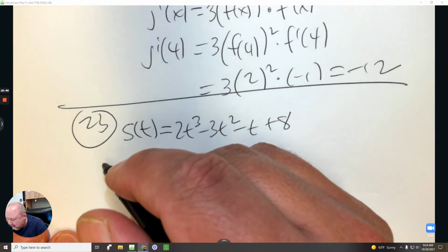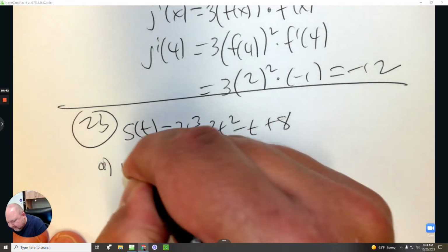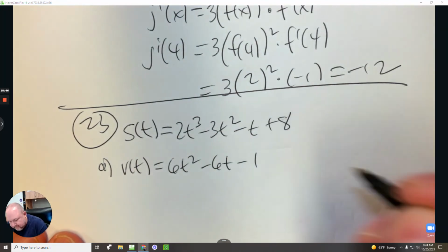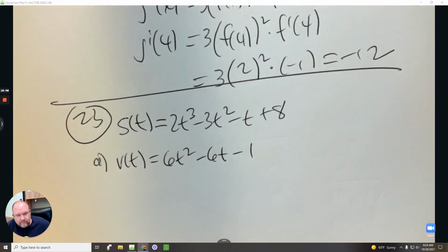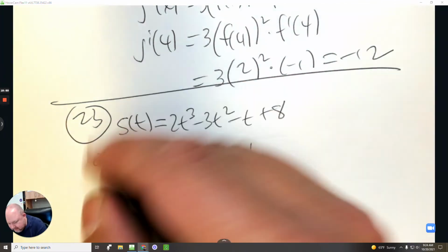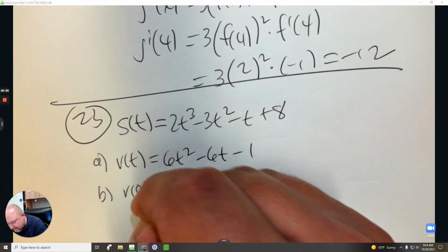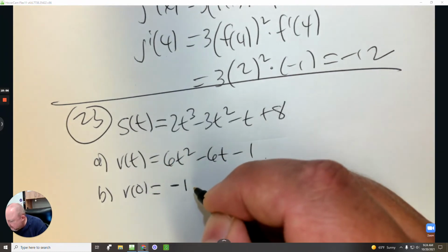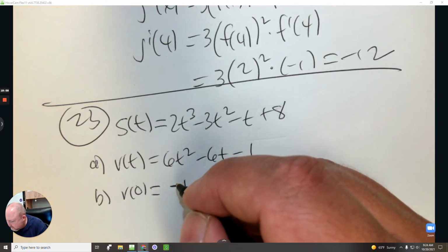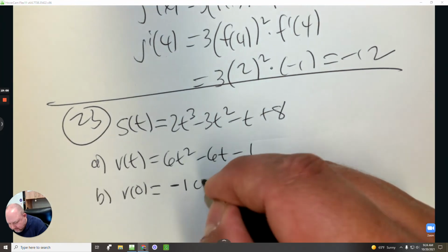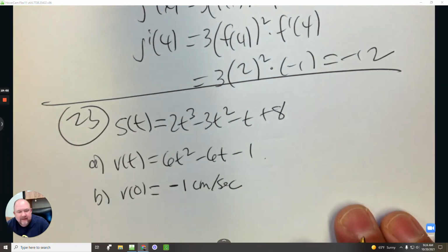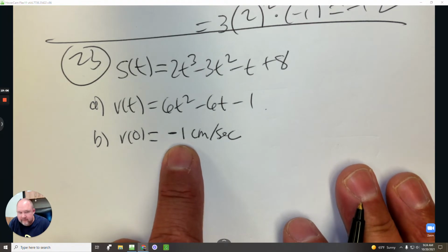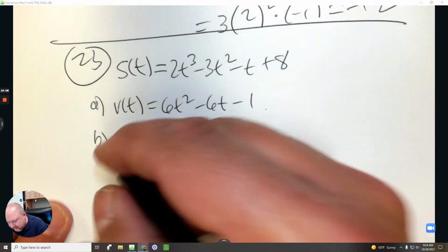So what is the object's velocity equation? I don't need a calculator for that. That's the derivative. B, what's the initial velocity? Plug in 0, and the answer is negative 1. Now, units, it's seconds and centimeters. So that's centimeters per second. Now, what that means is initially the object is moving left, is what the negative means.